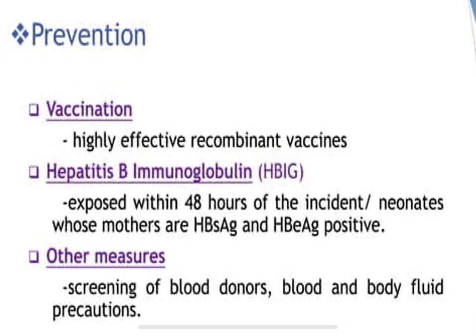Other measures include screening of blood donors, blood and body fluid. We screen the blood before the blood transfusion, screening those blood donors before the transfusion, and body fluid precautions have to be taken. If the person is infected, the wife has to be told to avoid any sexual contact with the infected individual, else she will end up being a carrier.